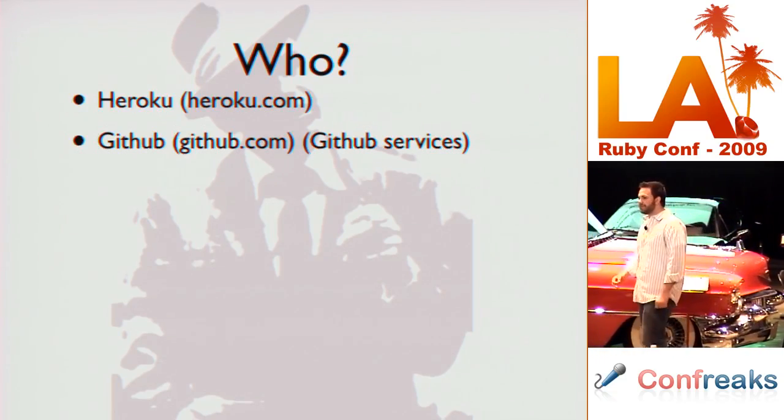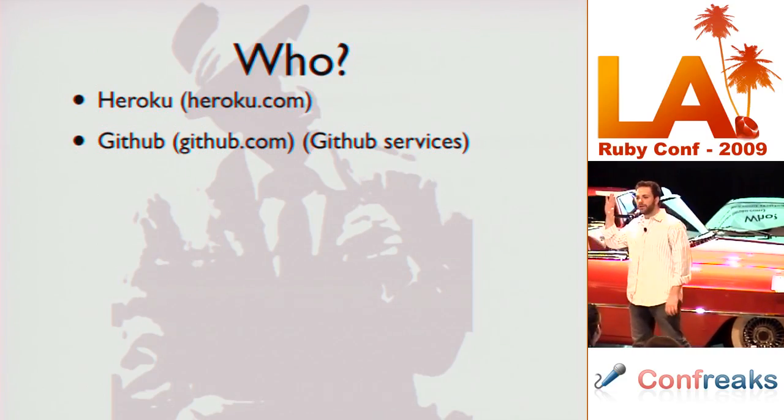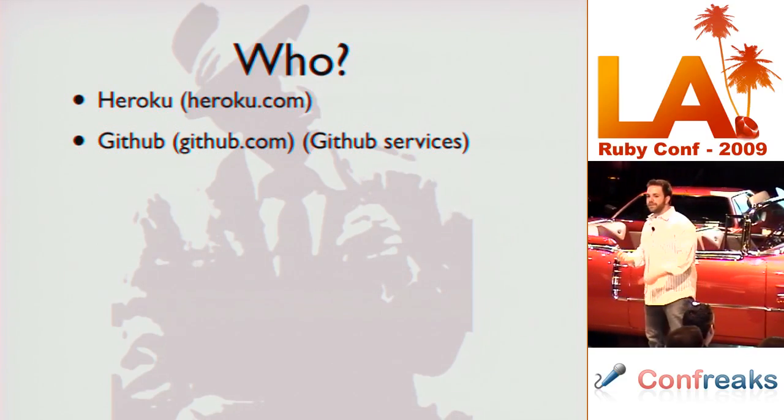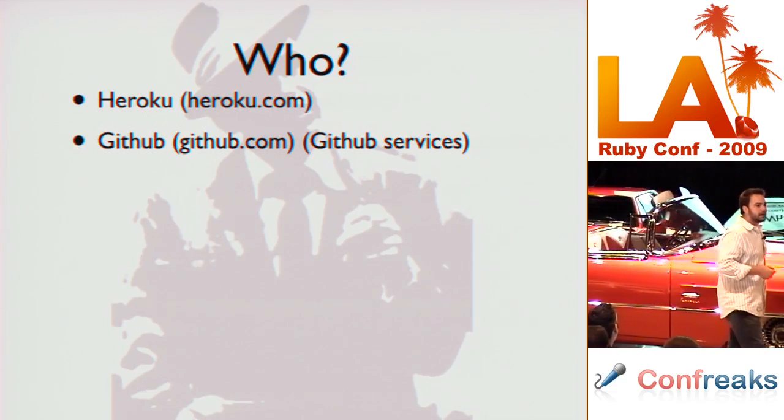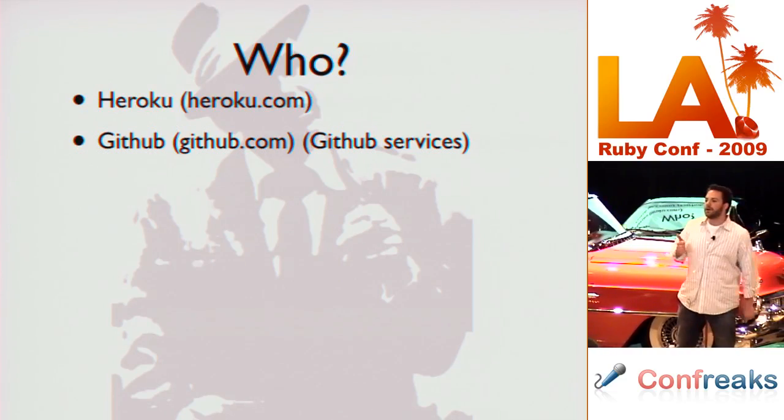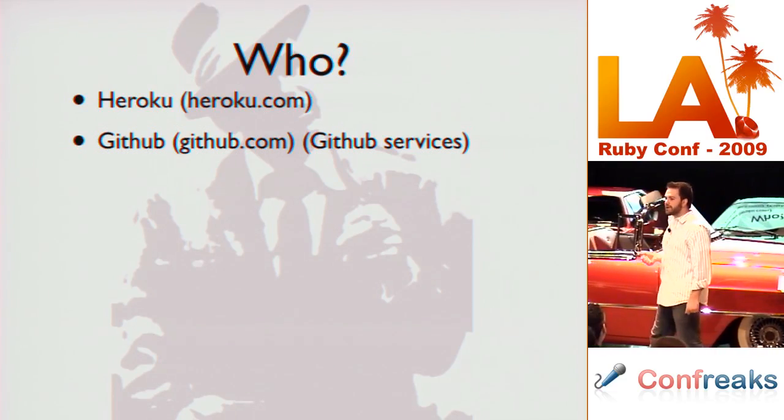GitHub uses it for a lot of their internal stuff. How many of you know the new download stuff that they've been doing? It's asynchronous because there's a Sinatra app in the background processing it. GitHub Services was one of the original large-scale Sinatra apps.